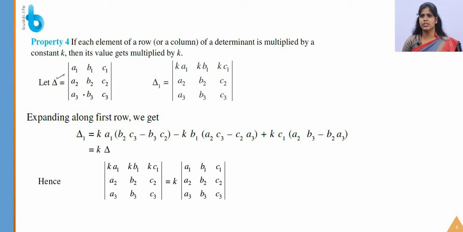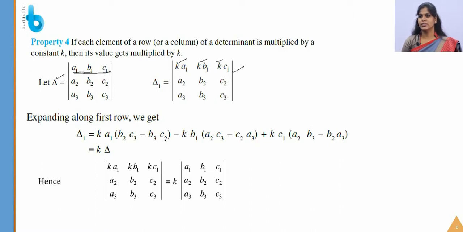See, we have taken a determinant. What I am doing is, each element in a row is multiplied by a constant k. Now for this determinant, you just find the determinant value.